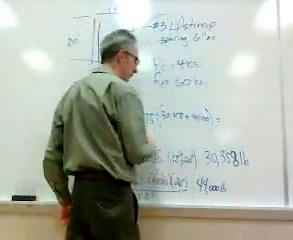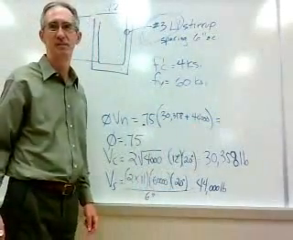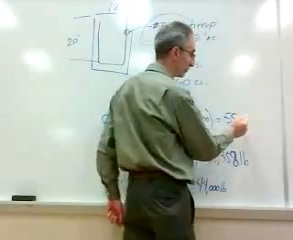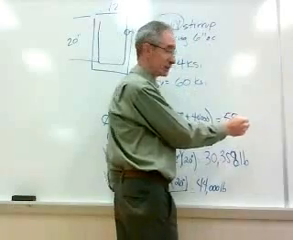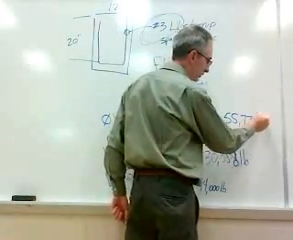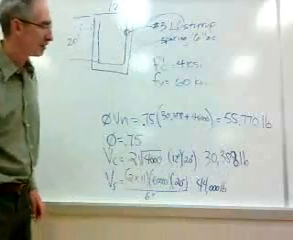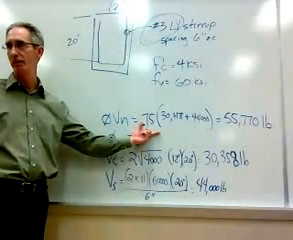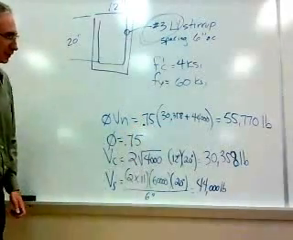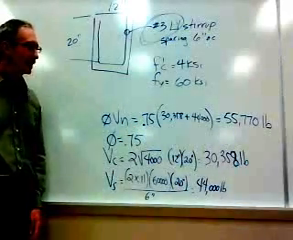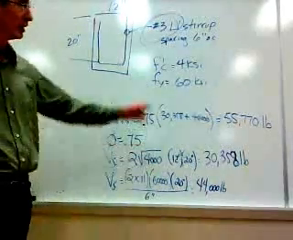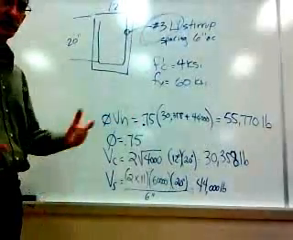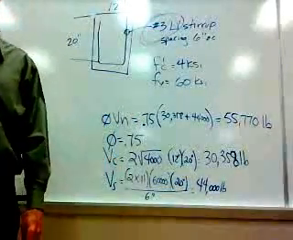55,770 pounds. Remember, I'm asking what design capacity is. You've got to multiply that by the reduction factor. Okay? So in this example, the shear capacity of this beam, when I'm using this type of stirrup at a 6-inch spacing, this size of beam comes up to 55,770 pounds.